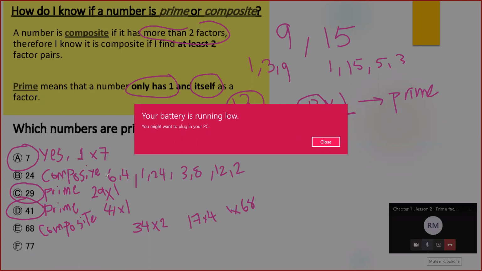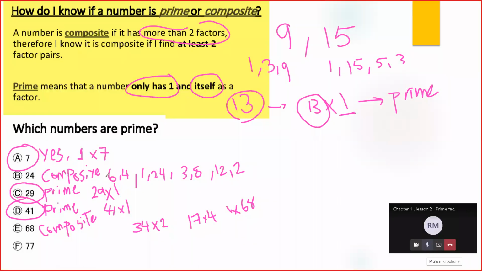It's composite because it has 2 factors, because we have 7 times 11 and 1 times 77. Okay, now I don't understand.